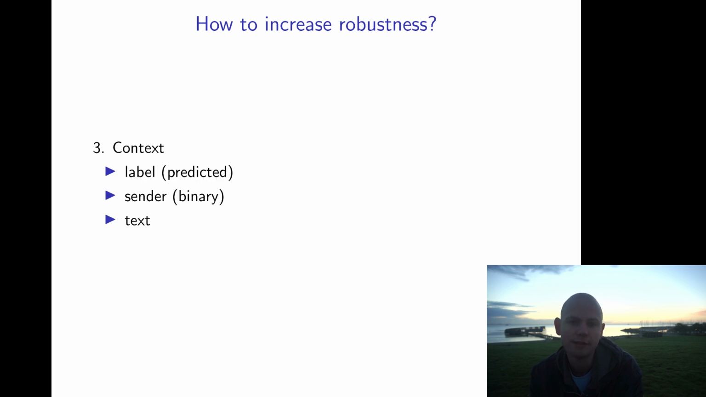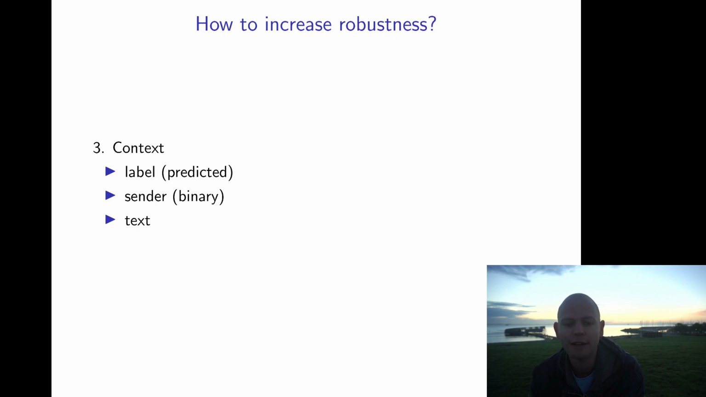Then the third and last method we evaluated for increasing robustness was to incorporate the context. We evaluated three different types of context, namely the label of the previous utterance, a binary value indicating whether the previous utterance was sent by the same sender as the current utterance, and lastly the text of the previous utterance.